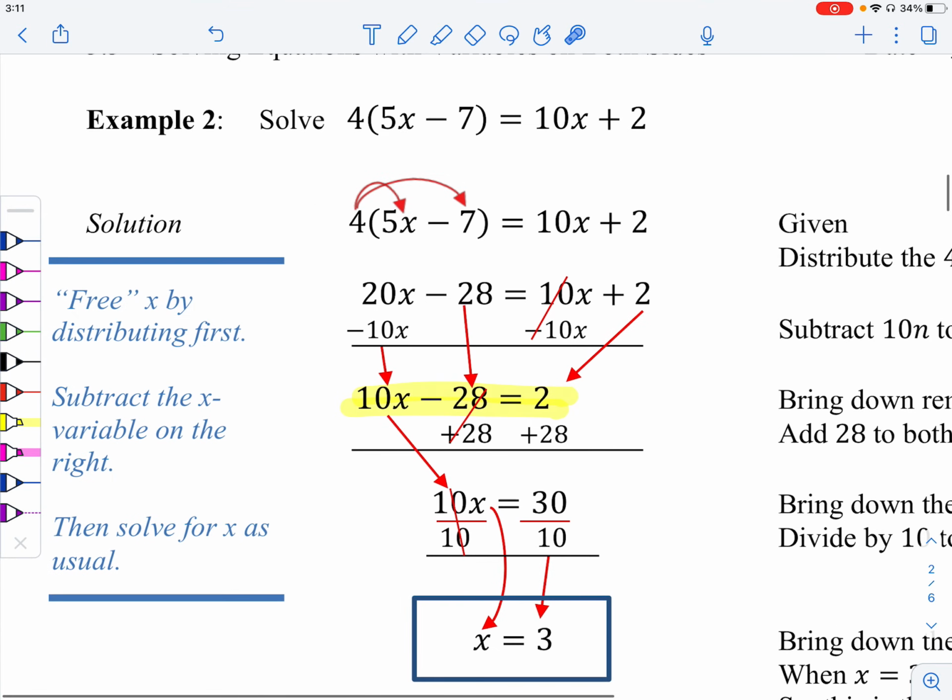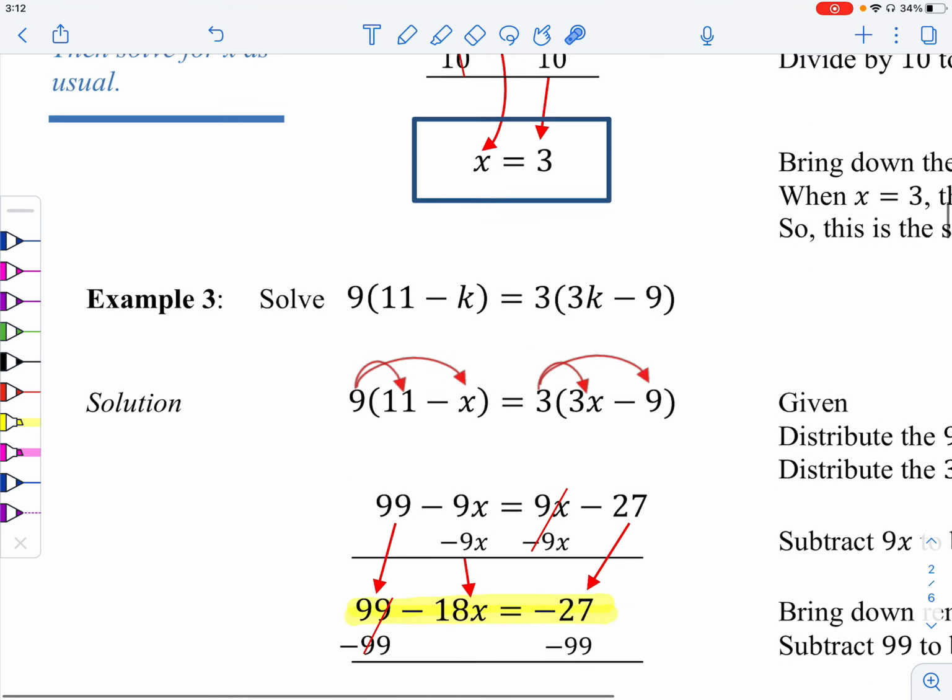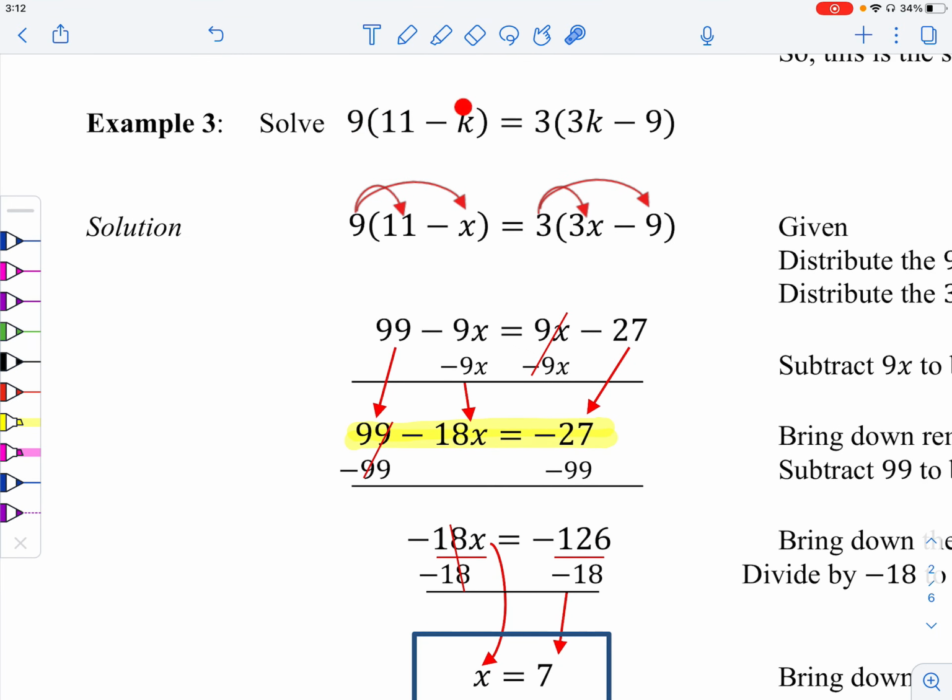This one, we have to distribute first because we have the parentheses. So we just free x by distributing it. 4 times 5x, 20x, 4 times negative 7, we get negative 28. And now we have an equation with variables on both sides. We subtract the right side first. So subtract 10x first. And when you have a two-step equation, then we know how to solve that. Right? Add 28, divide by 10. If we have two parentheses, we distribute both of them. Right? Distribute both. We have our equation here.